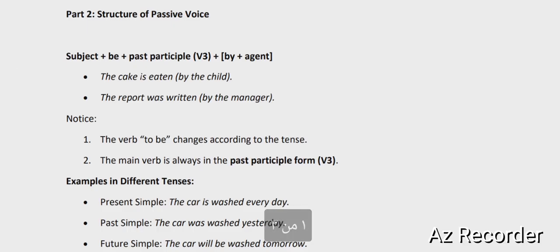Structure of passive voice. The structure of the passive is subject plus be plus past participle plus by plus agent. For example, the cake is eaten by the child. The child here is optional. The report was written, or the report was written by the manager.